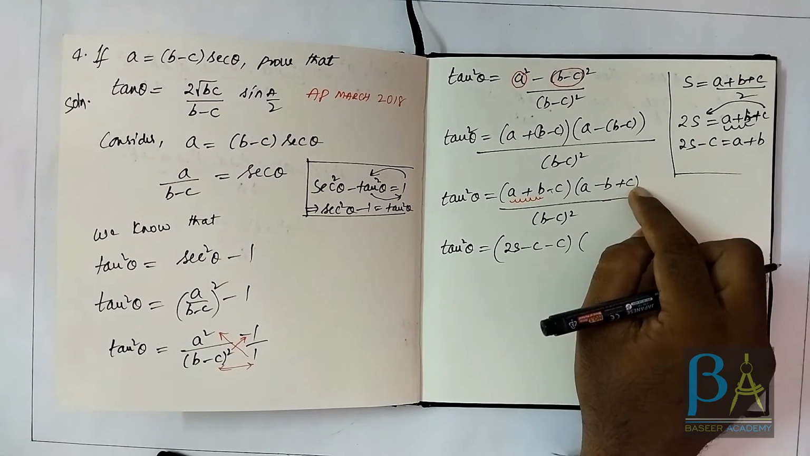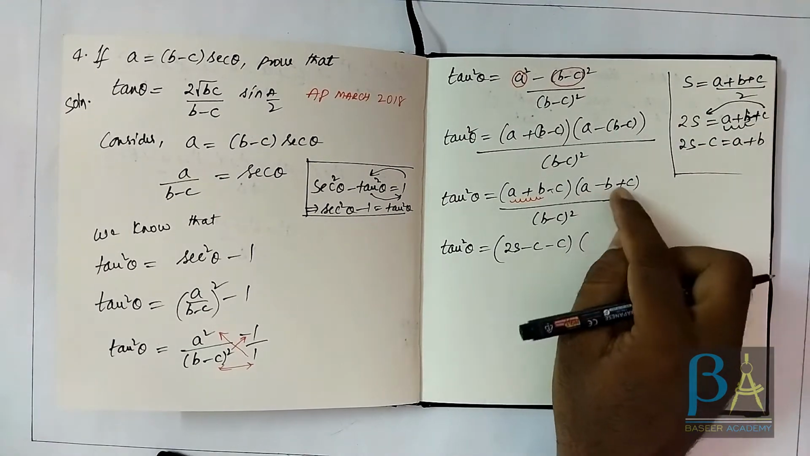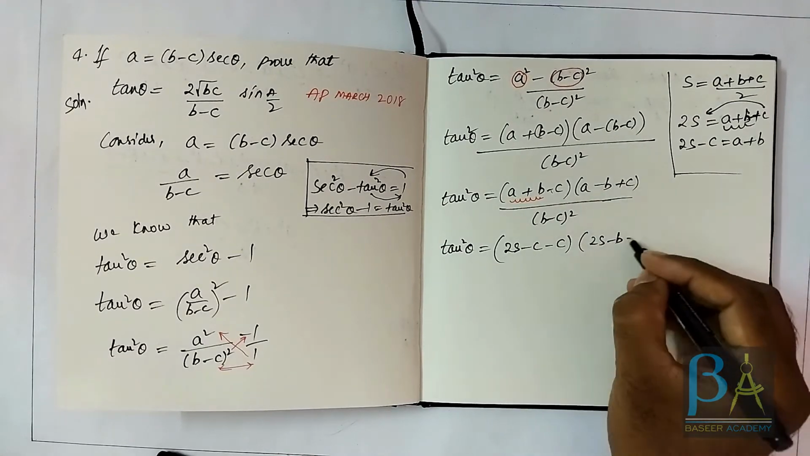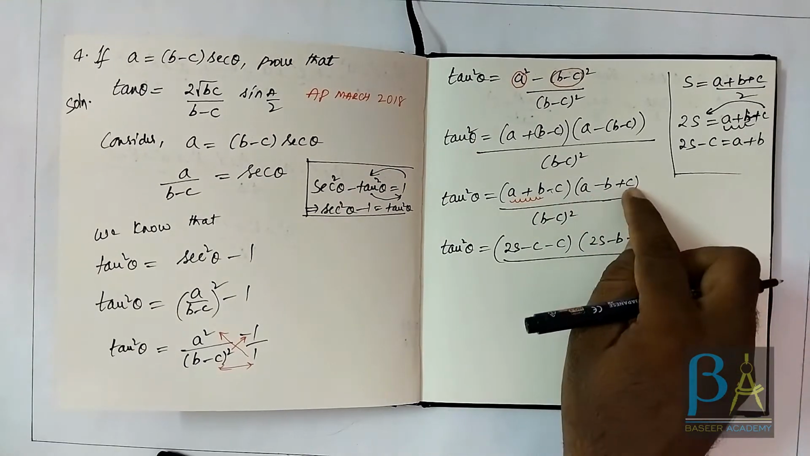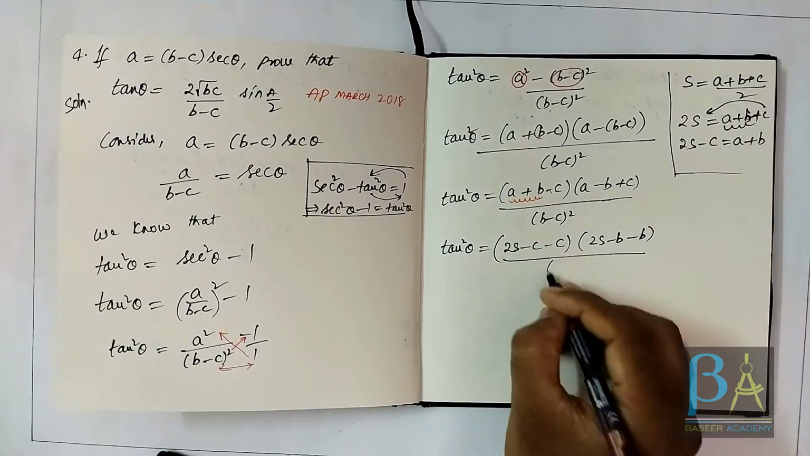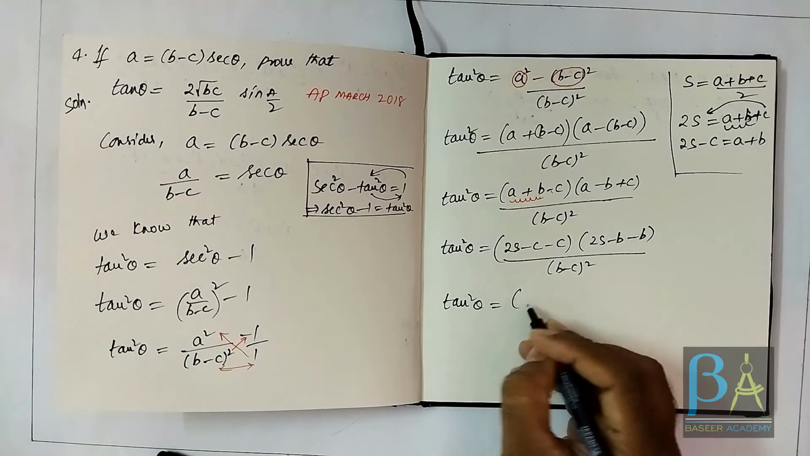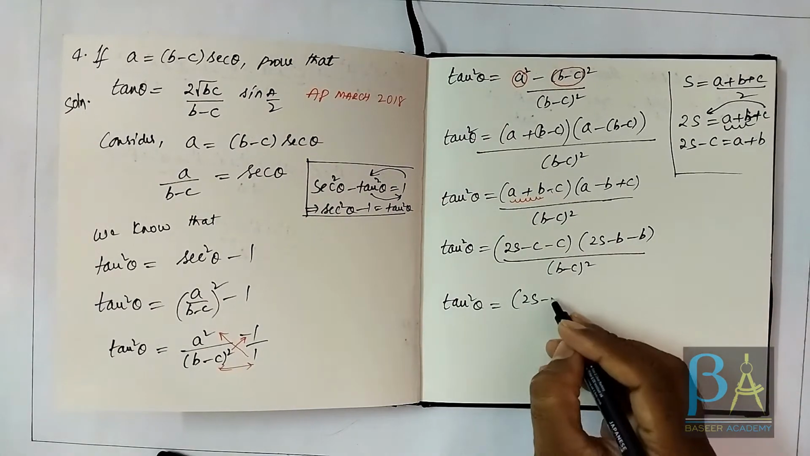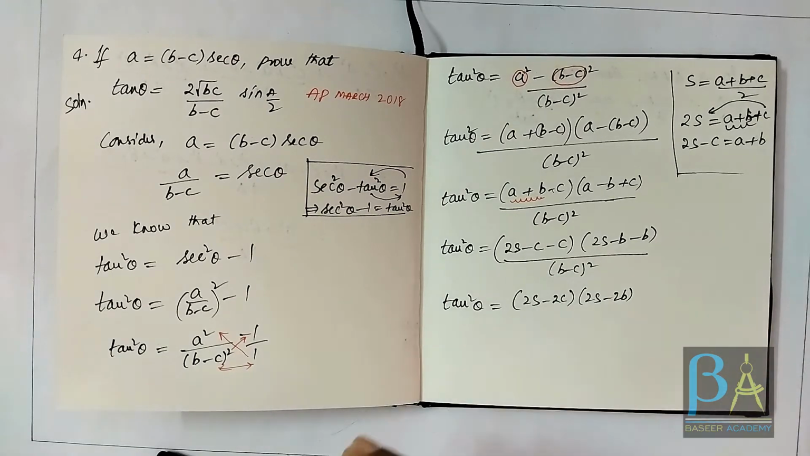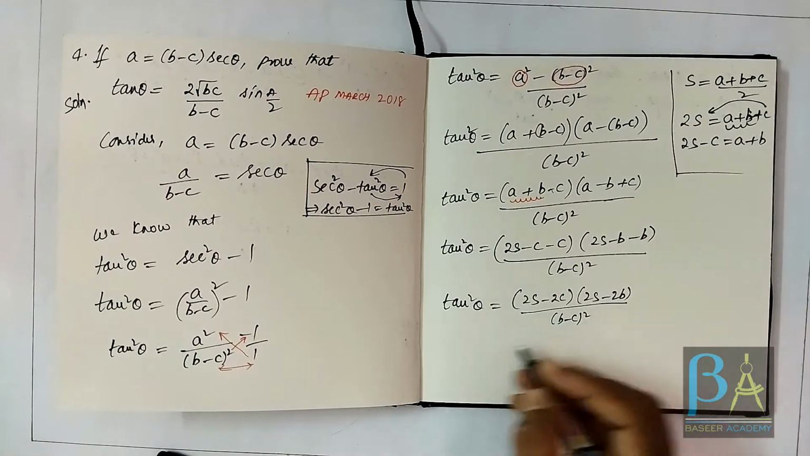Likewise, in place of a plus c, if you go by this, you can write 2s minus b. And this minus b I'm writing as it is. So in place of a plus c, you would understand that you can write it as 2s minus b. Now what happens? Tan square theta is 2s minus c, that gives you minus 2c, and then minus b, that gives you minus 2b, by b minus c whole square. Let's write it as it is.